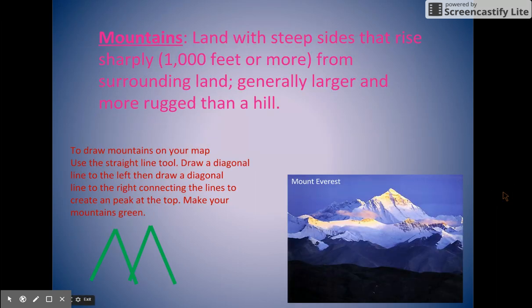Our first landform are mountains. Mountains are land with steep sides that rise sharply from surrounding land. Mountains are 1,000 feet or more in elevation. They are generally larger and more rugged than a hill.